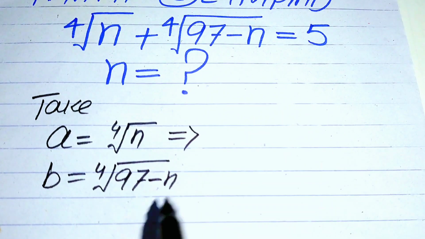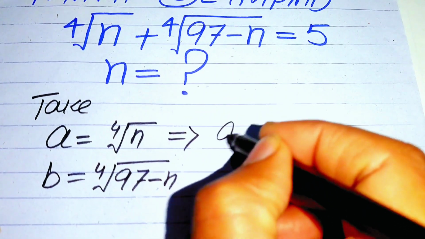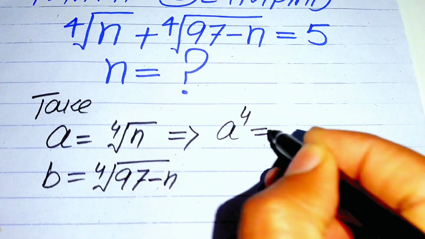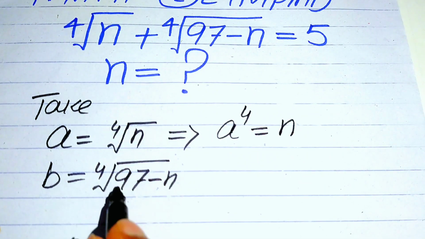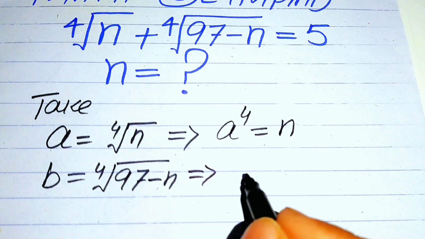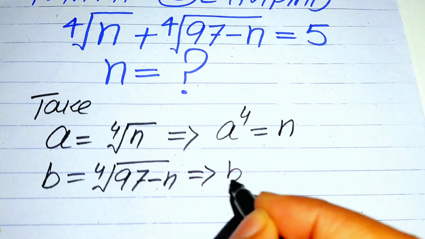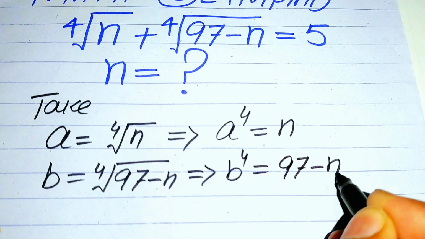So this equation implies that if we take the fourth power on both sides, then it becomes a to the power of 4 equals n. And similarly we have b equals the fourth root of 97 minus n, and it becomes b to the power of 4 equals 97 minus n.